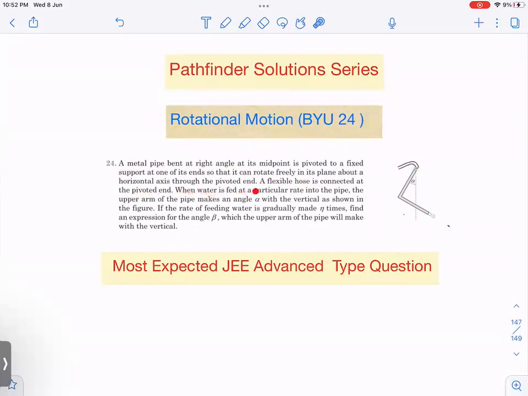When water is fed at a particular rate into the pipe, the upper arm of the pipe, they're talking about this one, makes an angle alpha with the vertical, right? So we can see this angle is alpha. Now, if the rate of feeding water is gradually increased n times, then we have to find an expression for beta, which the upper arm of the pipe will make with the vertical in terms of given parameters.